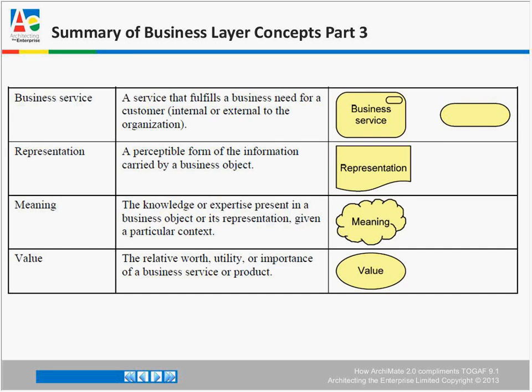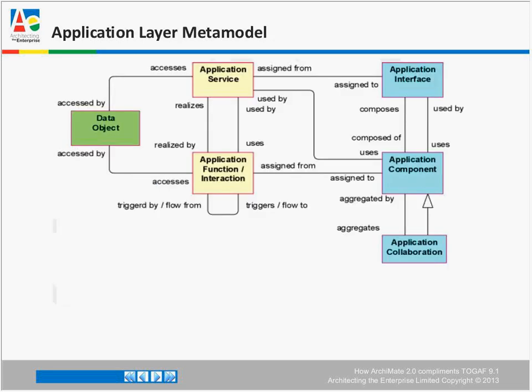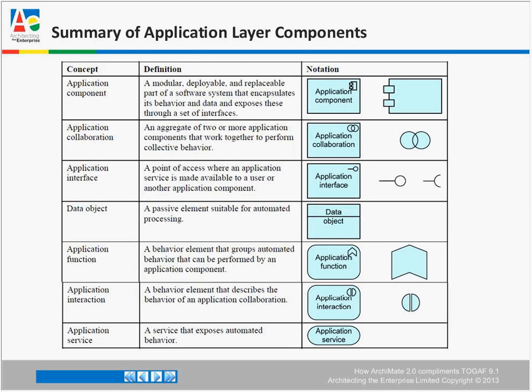Okay. In the application layer meta model, we can see that this is very constrained, and it maps us directly onto the generic meta model. So the core active structural component here is application component. Notice that in ArchiMate, it doesn't make any distinction between logical and physical.